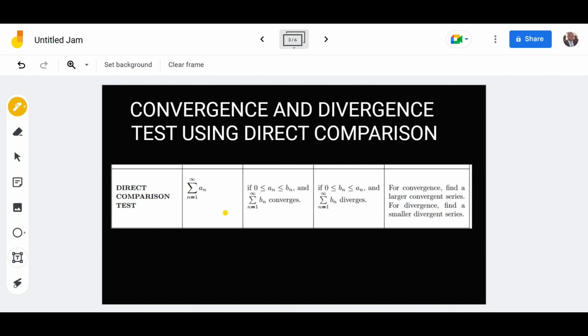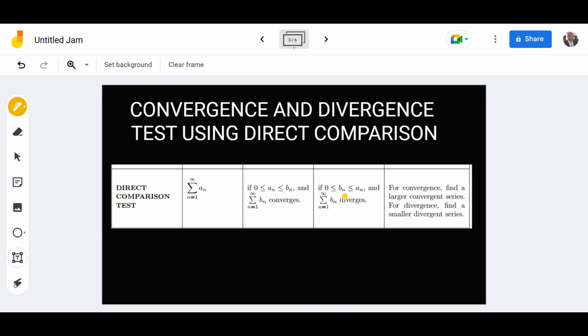So in the direct comparison test, you'll be given An as the series. Then you modify it and get a Bn. And the Bn can be a P series or a G series, depending on the original. Then when your Bn is bigger, you test for convergence. So if the Bn is bigger and converges, then the original will also converge.